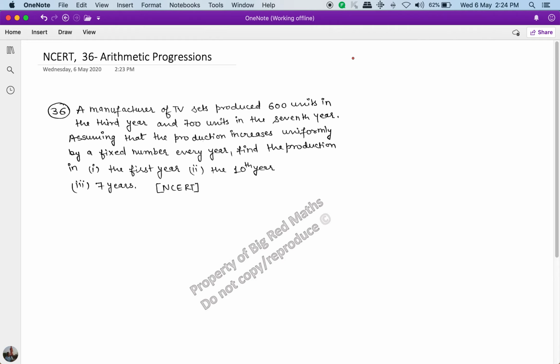Now this question is very simple. It will test your ability to convert basic simple English language into mathematical equations. Let's start solving this one. This is also an NCERT question.